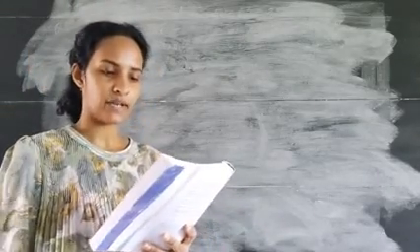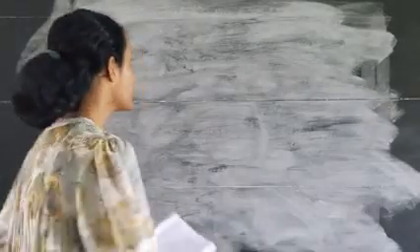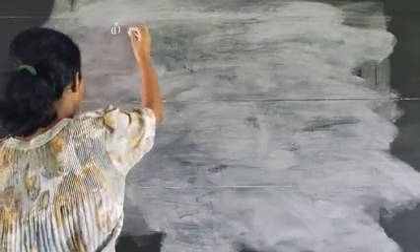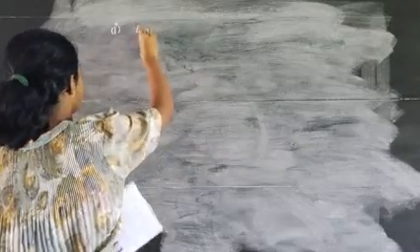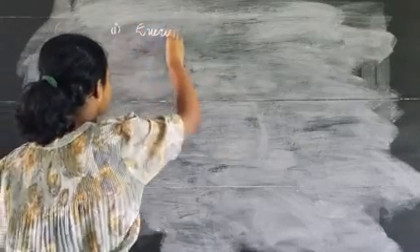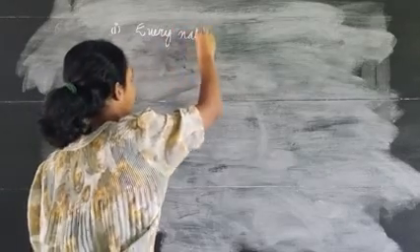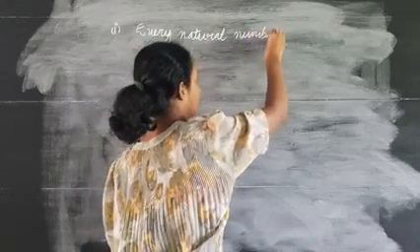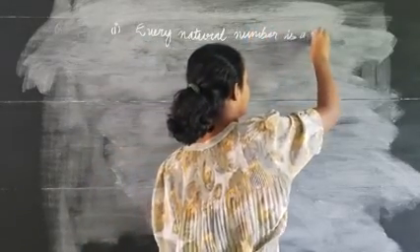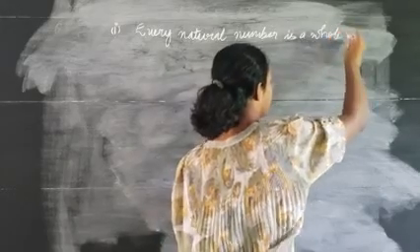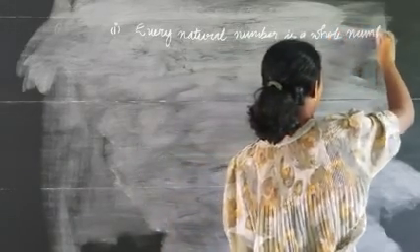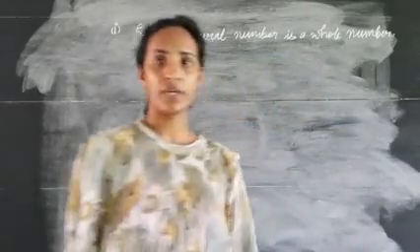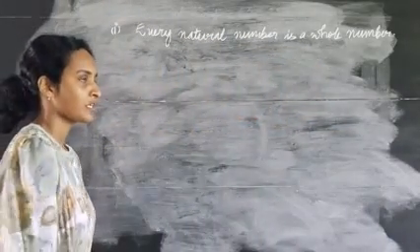Now, the next question, question number 4, has 3 parts. We have to state whether they are true or false, and we have to give reasons for our answers, right? So the first statement is, every natural number is a whole number. Now, looking at this statement, every natural number is a whole number.